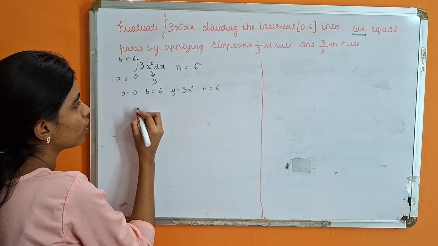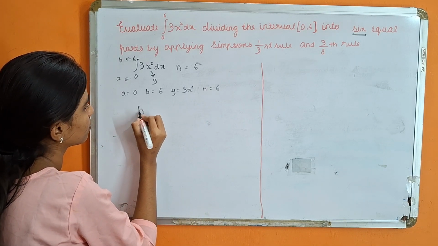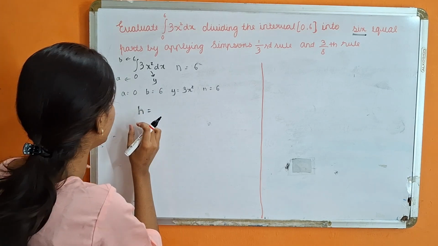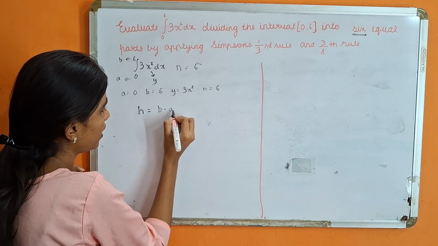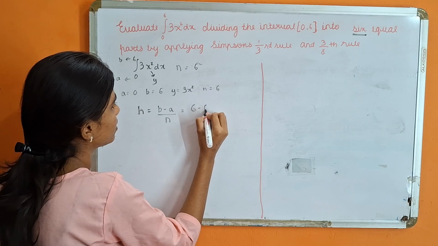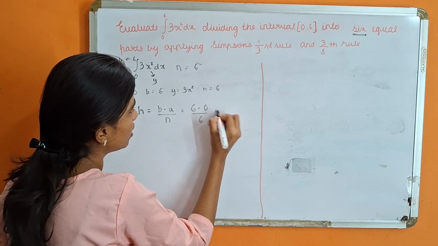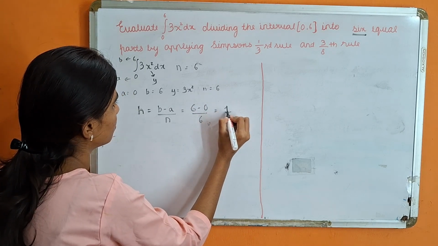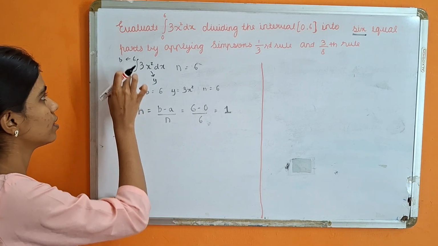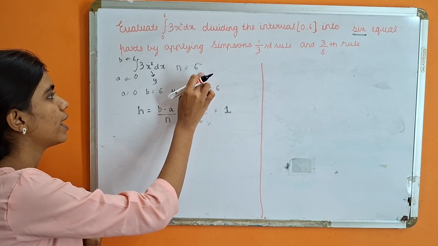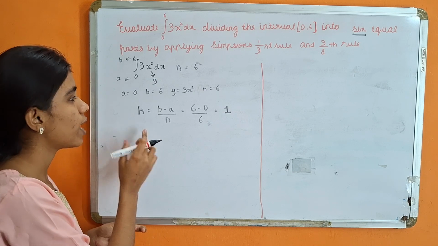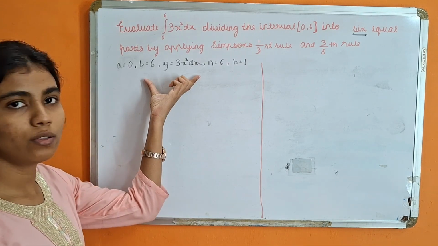Now you have to find the value of h. We have the formula for h, and the formula is (b minus a) divided by n. So what is your b? Your b is 6, a is 0, divided by n, which is also 6. Then the value of h is 1. So see all the things which I have written. This is your a, this is b, this is y, this is n. Using this you have to solve for h, and where you want to use this h, I'll tell you. So I have written down all the values.